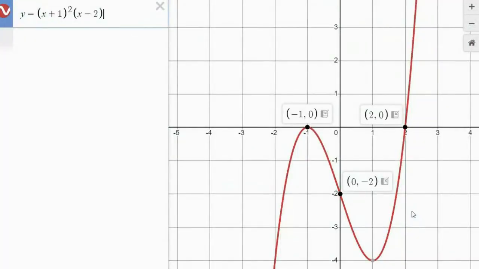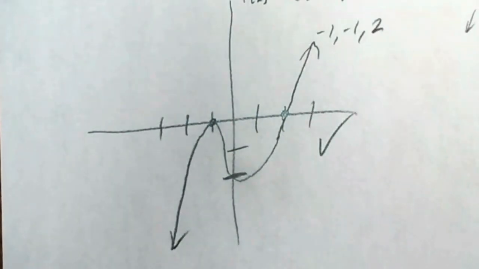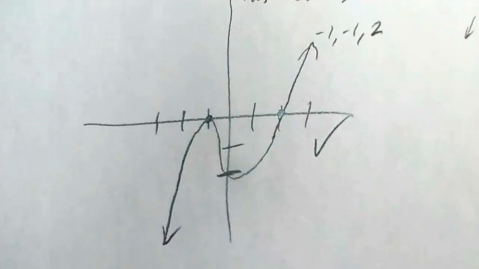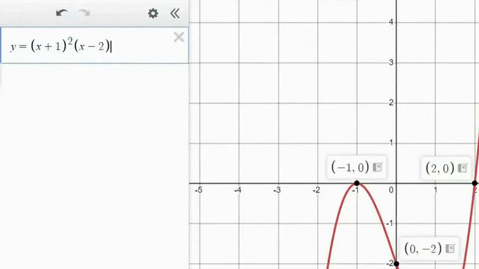If you had an assignment that said sketch the graph, 100%. Because the important parts are, did you get the right solutions? Did it bounce? Did it cross? That's what it's wanting to know. And in this case, we got the y-intercept correct as well.